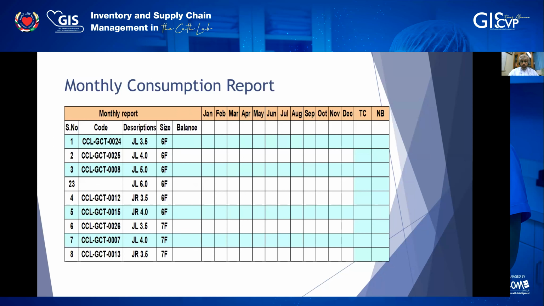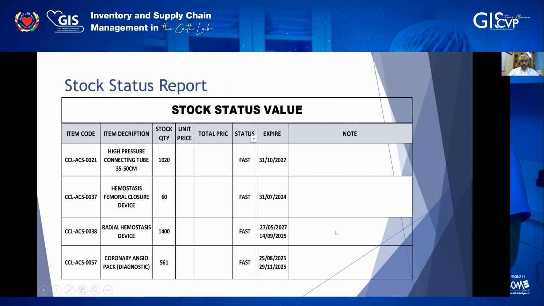For the monthly practice, we have the list of all items as well, and how many we used from January up to December, and what is the total consumption of each individual item for this year, and what is the available balance by the end of each year. And here is what we call a stock status report.